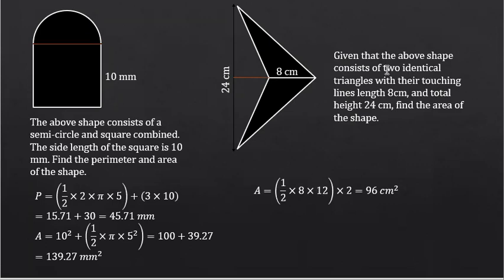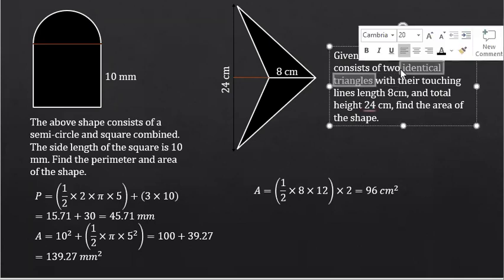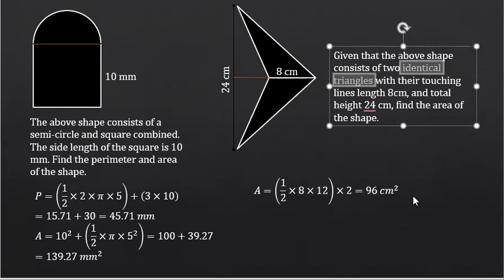Now notice something very important in the question. These triangles are identical. So instead of adding the two values together to be able to get the area of the shape, we are going to multiply the area of one triangle by 2. And that will give us 96 centimeters squared.